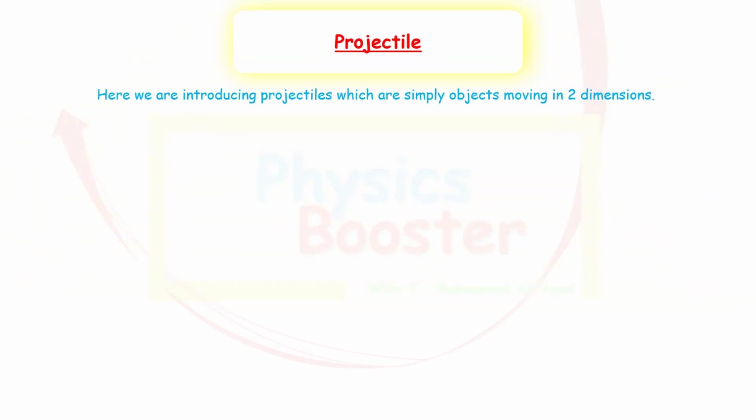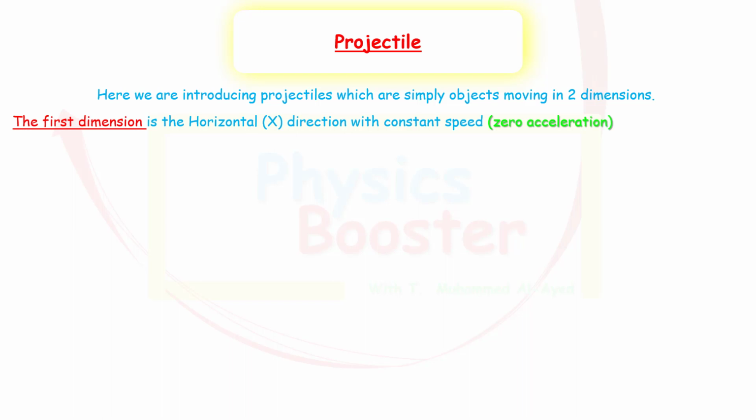Now, here we will be introducing projectiles, which are simply objects moving in two dimensions. In other words, we've studied objects moving horizontally with a certain acceleration or with zero acceleration, etc. Then we studied the motion of objects going upwards and downwards, and we said that objects moving upwards and downwards are always affected by a constant acceleration equal to g, which is 9.8, and it's always pointing downwards, okay? This question is asked commonly. The acceleration of gravity, or g in other words, is always pointing downwards, okay?